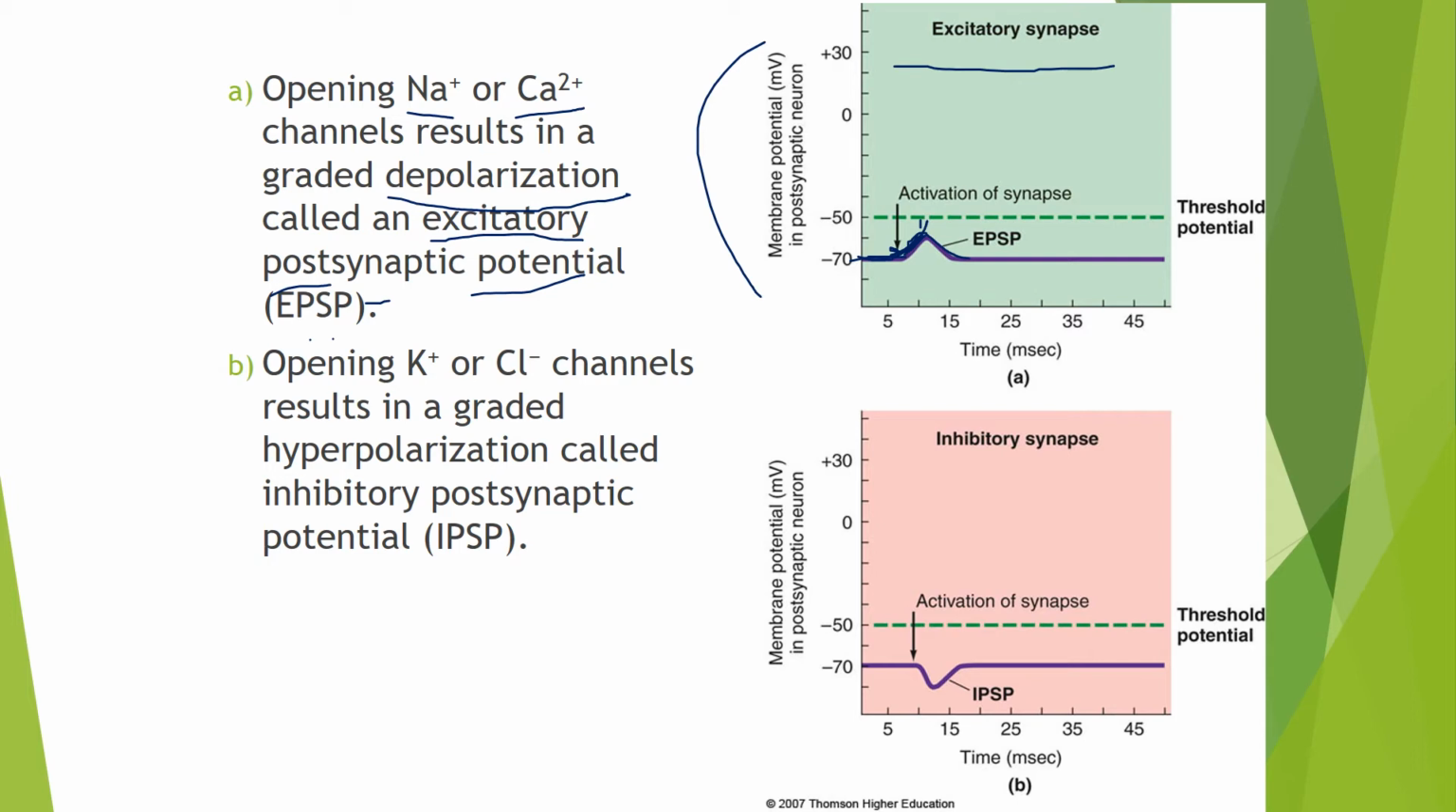Though, if we had enough ions, that could cause an action potential to be generated. Now, an inhibitory synapse, we have opening of potassium and chloride channels, and this causes a hyperpolarization, so it becomes more negative, and so this is termed an inhibitory postsynaptic potential, or IPSP.